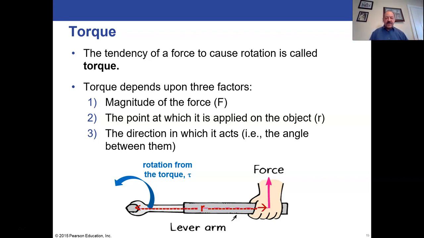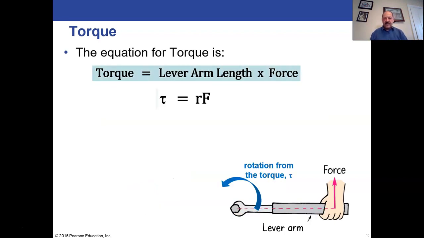And the angle between them, 90 degrees, is the best angle, because all of your force gets used to drive this entire lever to turn whatever you want to turn. So the torque is equal to the lever arm length, not the wrench length, we'll talk about that in a second, times the force. In this case, because they're perpendicular, the lever arm length is the wrench length. It's the same number, all right? But it doesn't have to be.